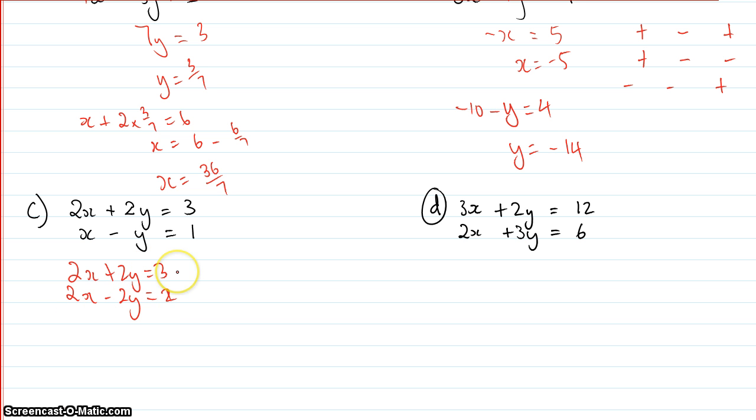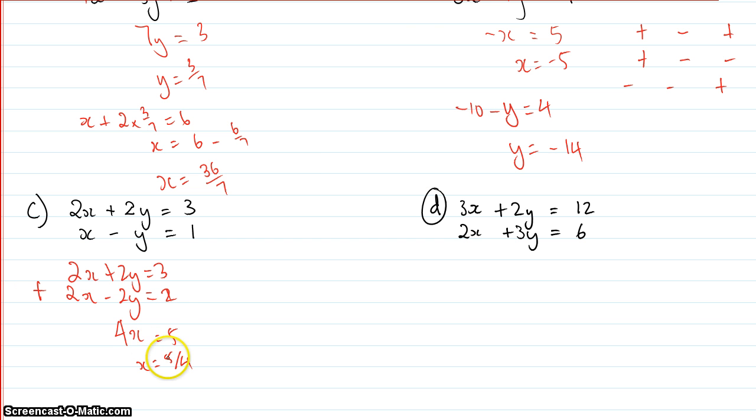Now I can do anything at this point. I can do 2x minus 2x if I wanted to, or I can do 2y plus negative 2y. I think I'm going to do that one because I've done the negative ones before. So I'm going to add these two equations together. I'm going to get 4x, and that's going to equal, 2y minus 2y is 0, and 3 plus 2 is 5. So x equals 5 over 4.